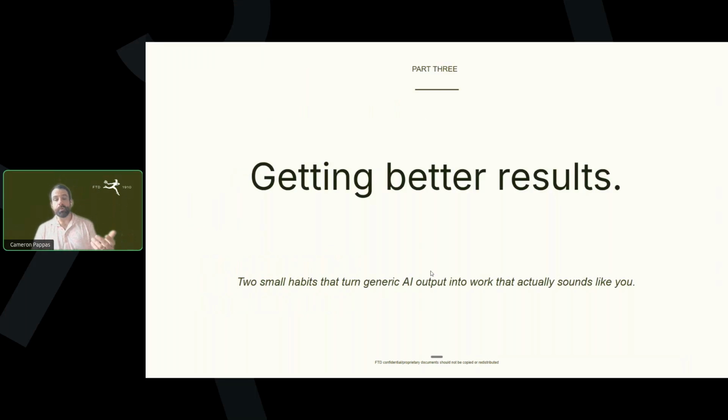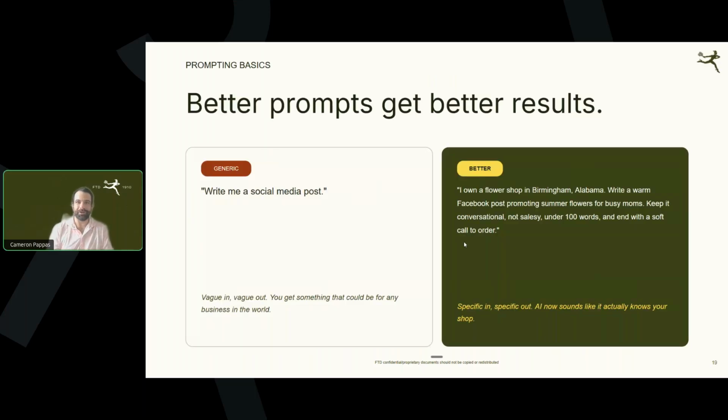So I've shown you what AI can do, and now I'm going to show you how to make the output good. Here's a couple of prompts. This generic prompt that I've given you is very generic. I don't think that anybody would really use it, but the point is, if you put in vague information, you're going to get vague information out.